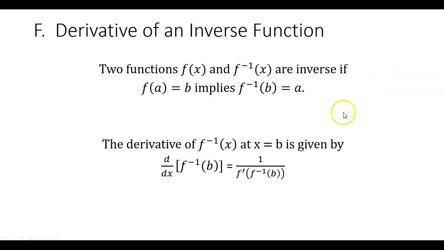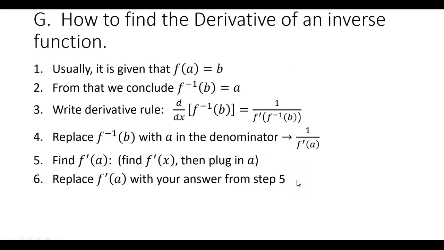Now, the derivative of an inverse function, let's say at x equals b, is given by this little formula here. So the derivative of the inverse is 1 over the original function, not the inverse, but the original function prime of the inverse function at b. And here's our steps on how to find the derivative of an inverse function. Okay, there's quite a bit associated with it.